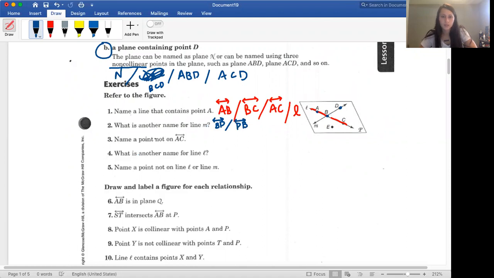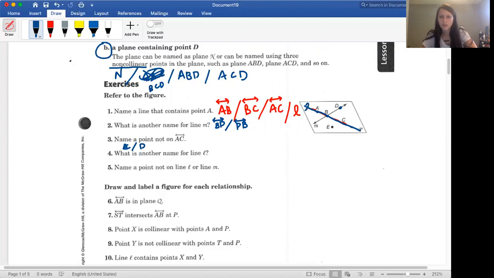Number 3, name a point not on AC. So any point that's not on this line, not on AC, would work. So I could say E or D.